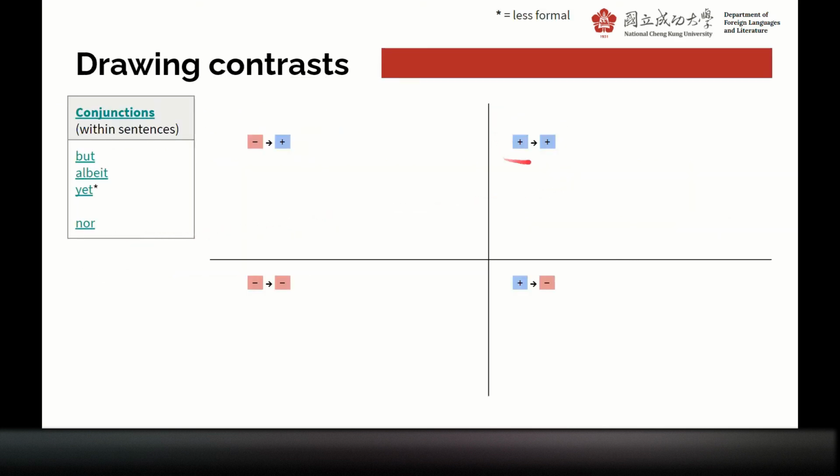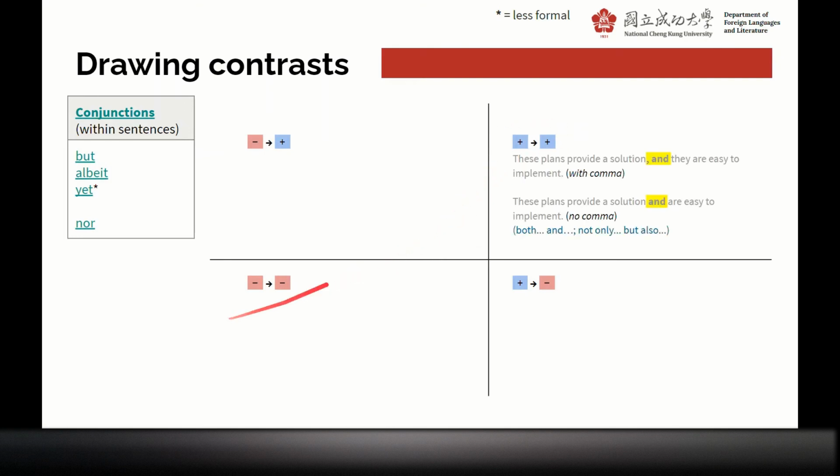In the first one, we talked about parallel points. Briefly, when it's positive to positive, a good thing to a good thing, you can use these kinds of phrases. And actually it has the same function as a conjunction. Whether or not you use a comma there is dependent on whether that ending phrase is a complete independent phrase. So in this case, it would be whether you include a subject in this part or not.